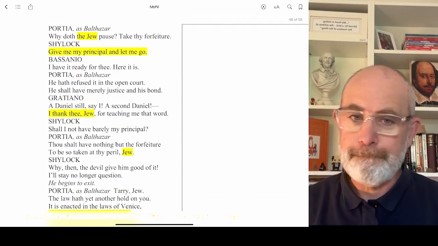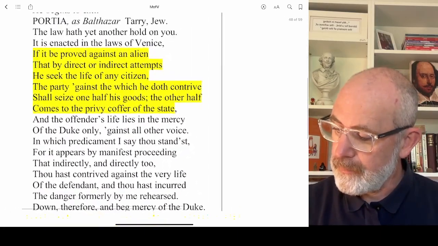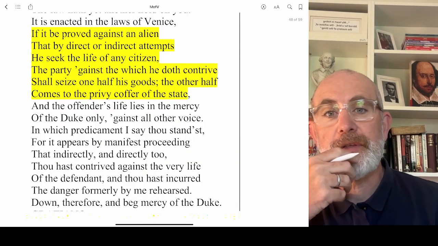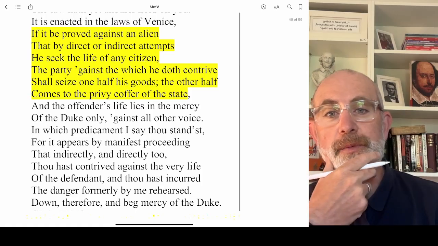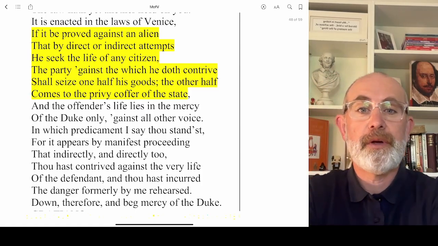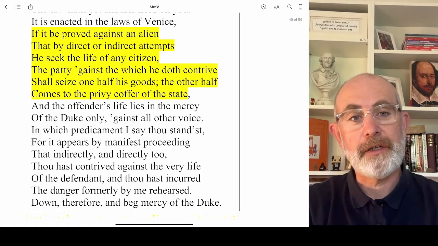And as you know, Shylock is undone. Portia shows no mercy. "If it be proved against an alien that by direct or indirect attempts he seek the life of any citizen, the party against which he does contrive shall seize one half of his goods, the other half comes to the privy coffer of the state." So she's really driving her victory home there.